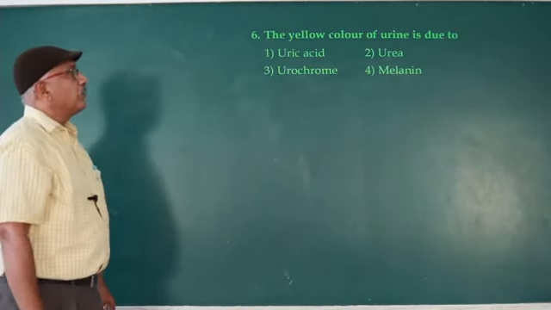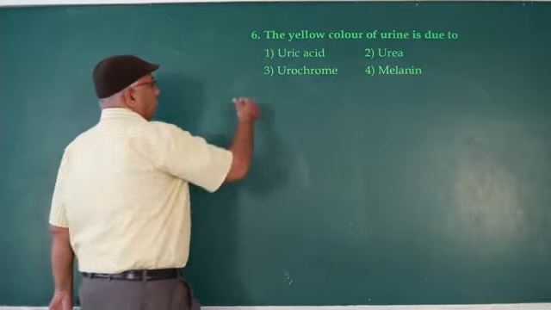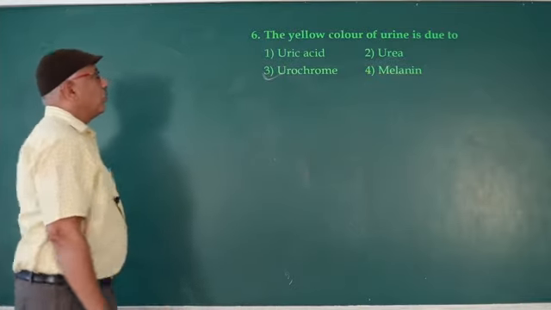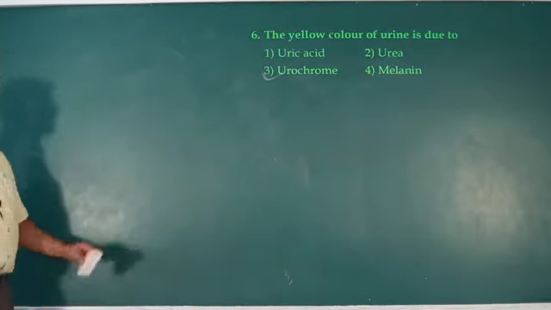The yellow color of urine is due to urochrome. Urochrome imparts yellow color to the urine.